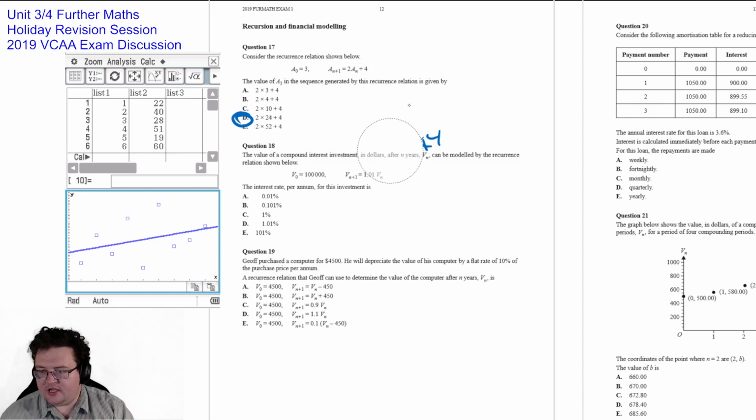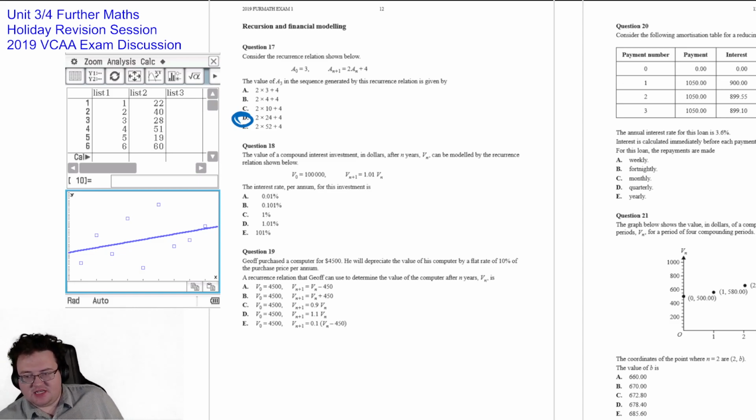Value of a compound interest investment in dollars. Question 17, by the way, 68% of people got that one right. Question 18. Compound interest investment after n years can be modeled by the recurrence relationship. The interest rate for this investment is what? Remember that 1.0 is your initial investment. So that 0.01 is 1%.